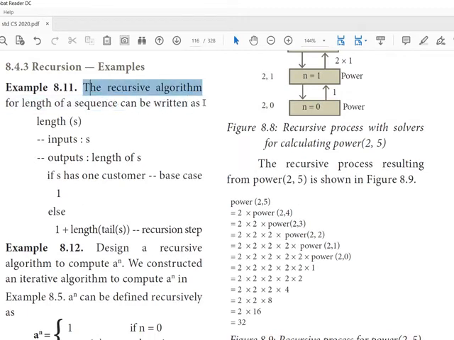A recursive algorithm for the length of a sequence can be written as: length of S, input S, output length of S. This is the specification name, the algorithm name. If S has one element, the base case is 1, else 1 plus the length of the tail. Do you understand this? Actually they will say 1, next 1 plus 2, 1 plus 3, like that.